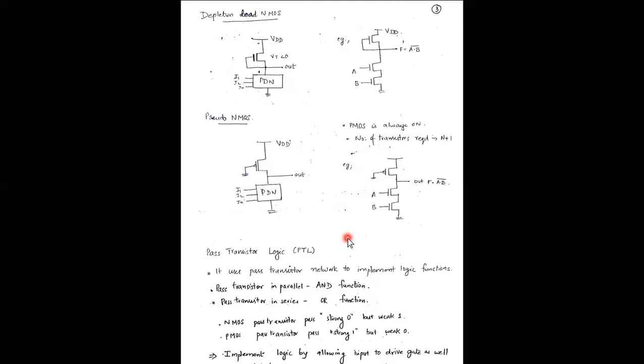Now moving on to pass transistor logic. Pass transistors or switches connected in parallel will give an OR function, and pass transistors or switches connected in series can provide an AND function. Now we all know that an NMOS pass transistor can pass a strong 0 but weak 1. A PMOS pass transistor can pass a strong 1 but weak 0.